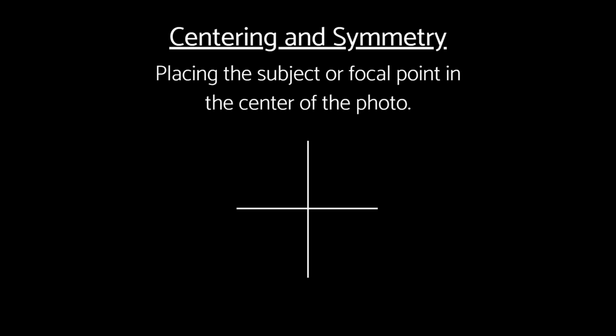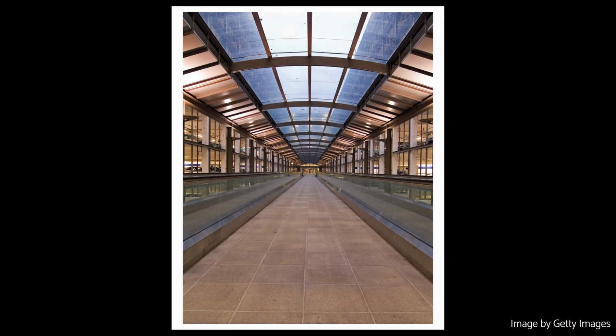This creates a sense of balance because it's evenly distributed on both sides. The best way to use this technique is to imagine having the image split down the middle and making sure both sides are like mirrored images of themselves. For example, take a look at this image. As you can see, it's very balanced on both sides. If you were to mirror it, it's the same exact thing.